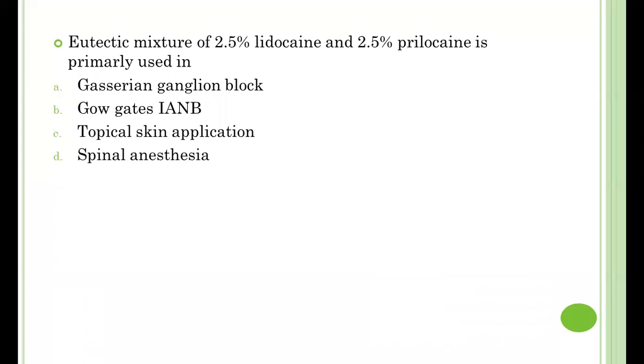Moving to the next question. Eutectic mixture of 2.5% lidocaine and 2.5% prilocaine is primarily used in, options are Gasserian ganglion block, Gow-Gates inferior alveolar nerve block, topical skin application, and spinal anesthesia. So eutectic mixture of 2.5% lidocaine and 2.5% prilocaine is used as topical skin application.